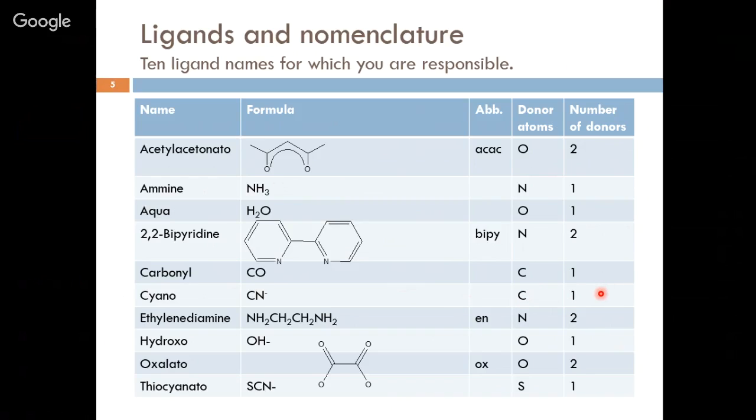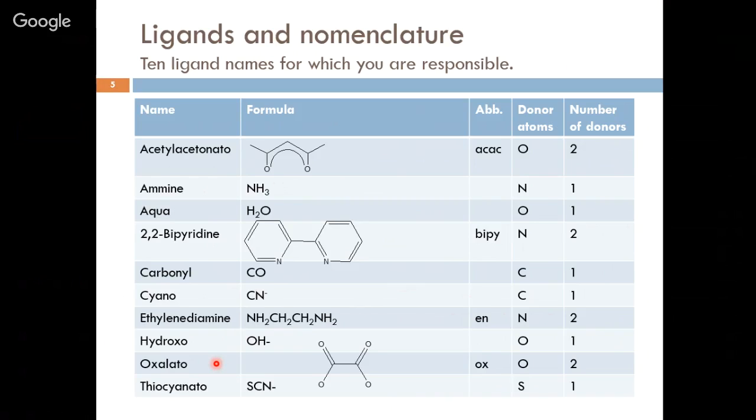Binds through the carbon and is monodentate. Ethylene diamine, abbreviated as EN, binds through each of the nitrogens so that it is bidentate. A hydroxyl ion is called a hydroxo group, binds through the oxygen one time, it's monodentate.